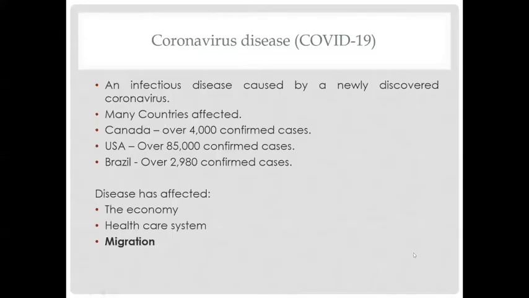So yeah, let's talk briefly about the coronavirus disease. We know it's an infectious disease caused by a newly developed coronavirus, and these are some brief stats on the countries that are affected right now. So we have Canada seeing over 4,000 confirmed cases, USA seeing over 85,000 confirmed cases, and Brazil seeing just over 2,980 confirmed cases. So now, what is the impact? This disease has affected the economy, the healthcare system, and of course, migration, which is what we are dealing with right now.